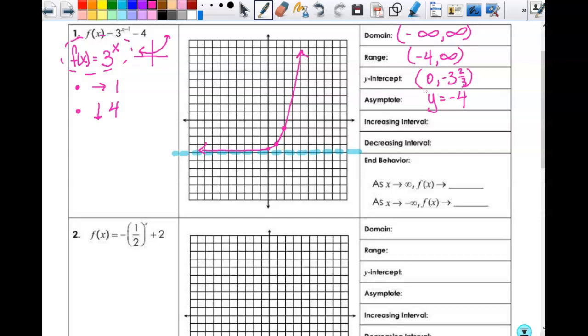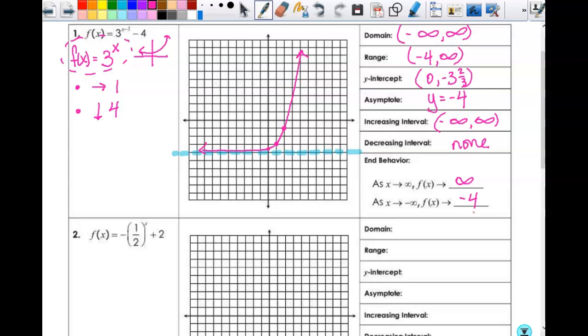All right, is this increasing or decreasing? Increasing. -infinity to infinity. So this is none. As x approaches infinity, f of x approaches infinity. As x approaches -infinity, f of x approaches -4. Okay, everybody good with that? Yes, ma'am. Because it's the asymptote, right? Because you're not actually going to have a y value of -4 ever.